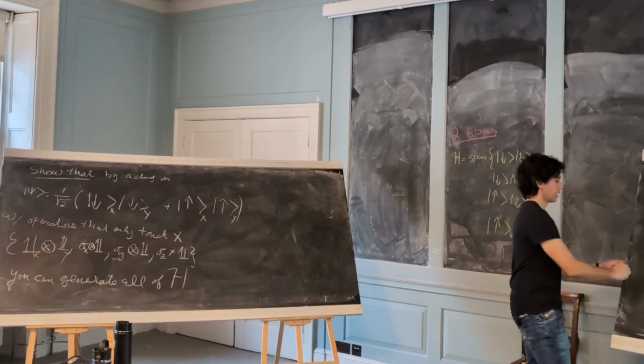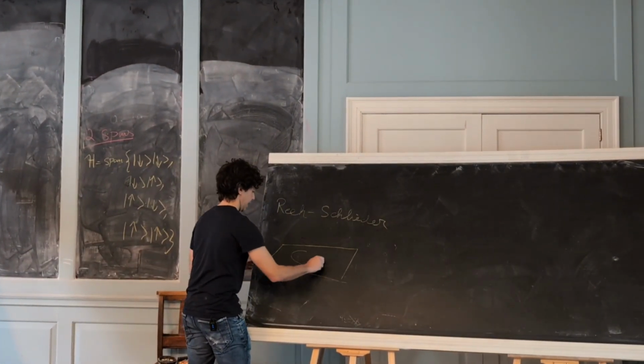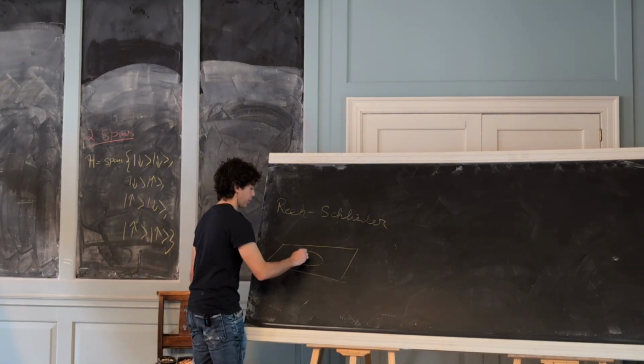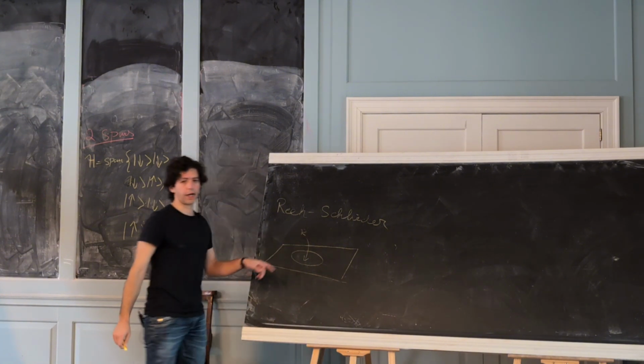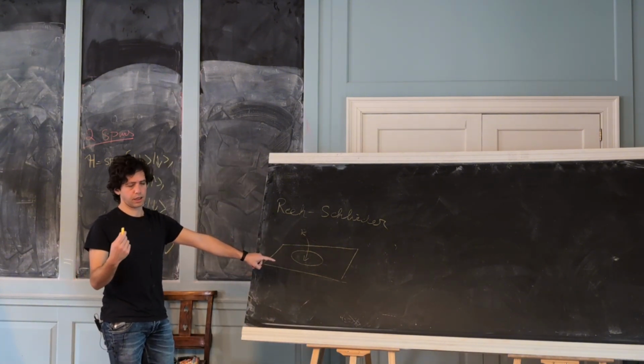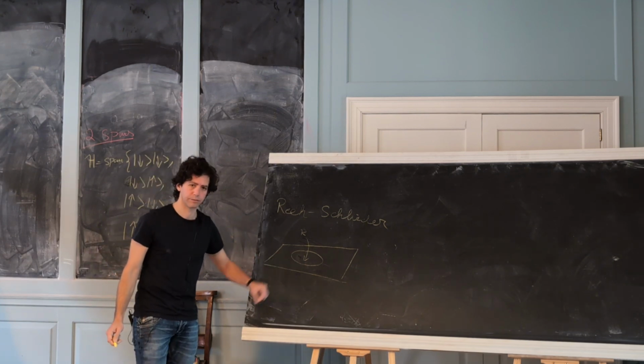Reeh-Schlieder is the statement that if you have a quantum field theory, then your Hilbert space is dense if you act with operators only in the region R. So you can get arbitrarily close to any state in the Hilbert space, any state that is continuously connected to the vacuum, by acting only in a subregion.